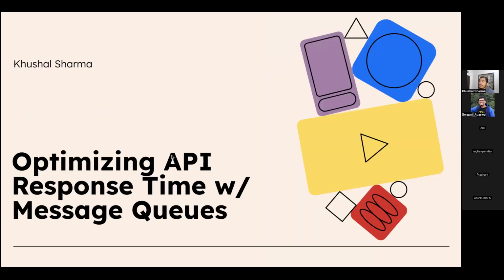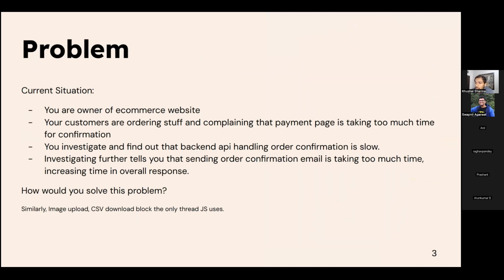So, we'll cover today's topic. Today's topic is optimizing API response timing with message queues. So, let us look at the problem first. Let's assume a hypothetical scenario where you are the owner of an e-commerce website and your customers are complaining that the payment page is taking too much time for confirmation.